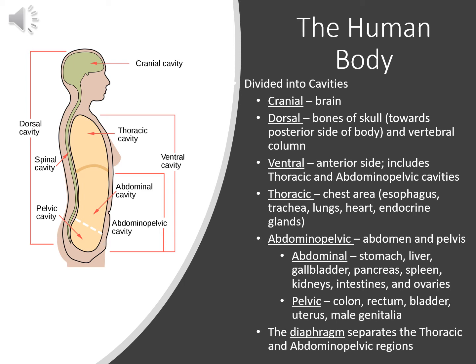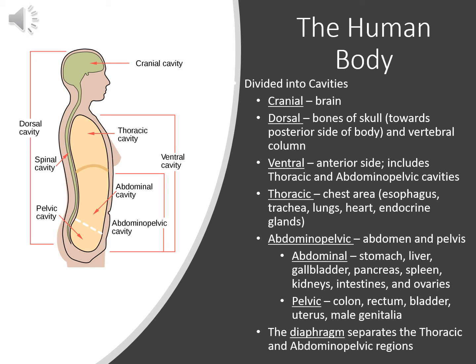All right, so I mentioned the examination involving a look at those cavities. So the body's divided into a number of different cavities. So we have the cranial cavity, and that one we've already discussed, where the brain resides, and the brain would be removed for examination from the cranial cavity. We have the dorsal cavity, which is where the bones of the skull all the way down through the spinal column. That's our dorsal cavity. There's the ventral cavity, which is on the anterior side, right? So the front side of the individual. It includes the thoracic and abdominopelvic cavities.